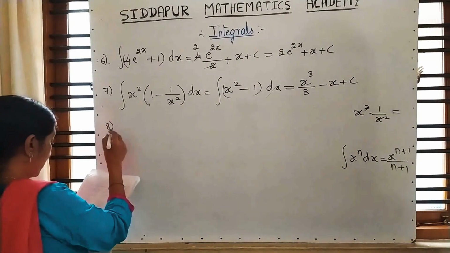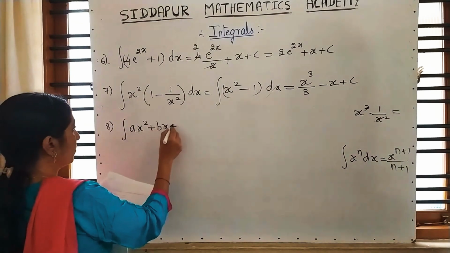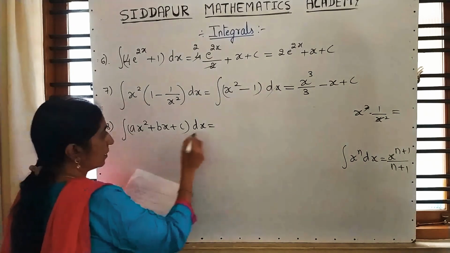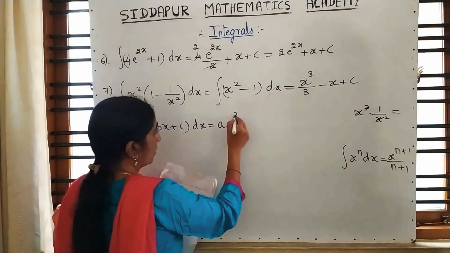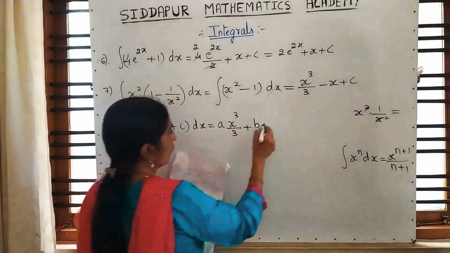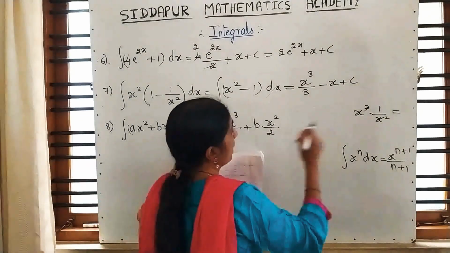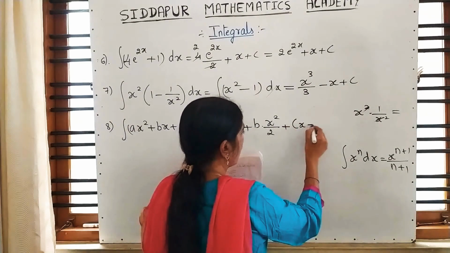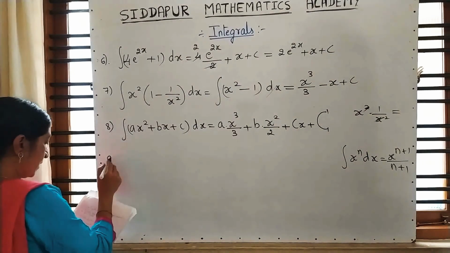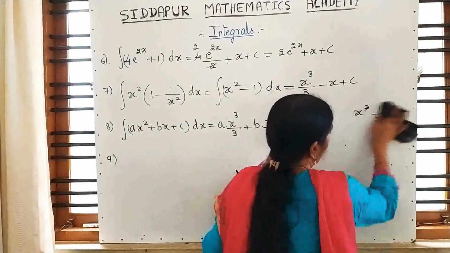Next question. Moving to the next one. 8th. Ax square plus bx plus c. Already were familiar. A constant. Integration of x square is x cube upon 3 plus b constant. Integration of x is x square by 2. Only c. If only number means x you are writing, or what? C into x plus another constant c I wrote. Next question, and don't mix. Students will have the confusion. Just for your reference I wrote.